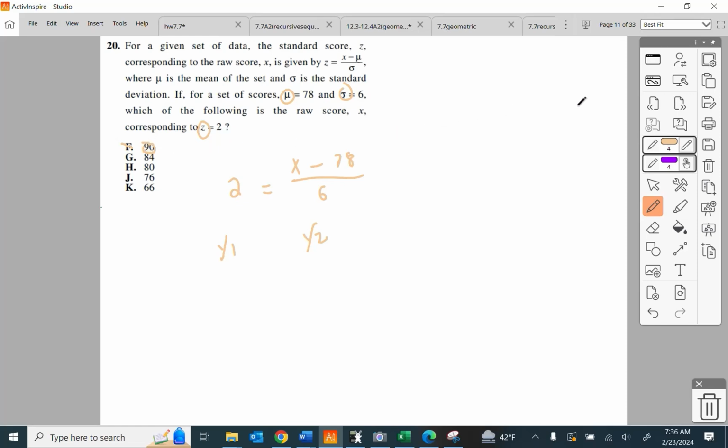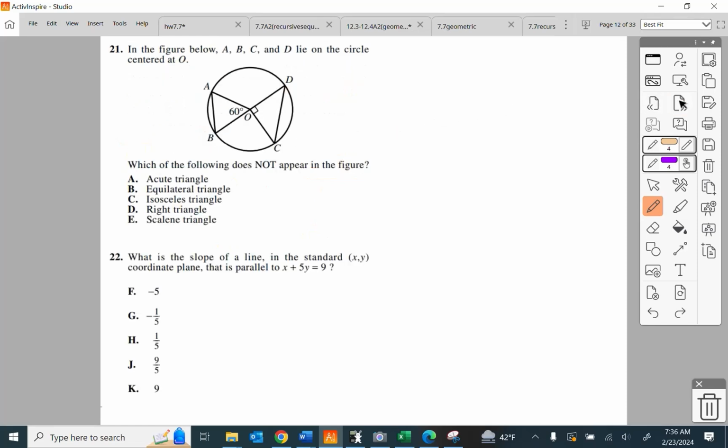And there's at least 2 other ways of doing that problem. 21, in the figure below, A, B, C. Actually, I'm going to stop this video here. 20 questions is quite a bit for one video.